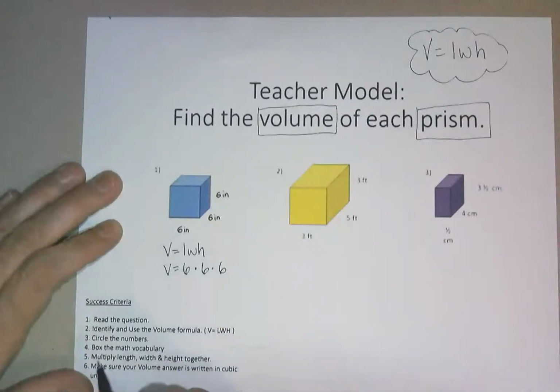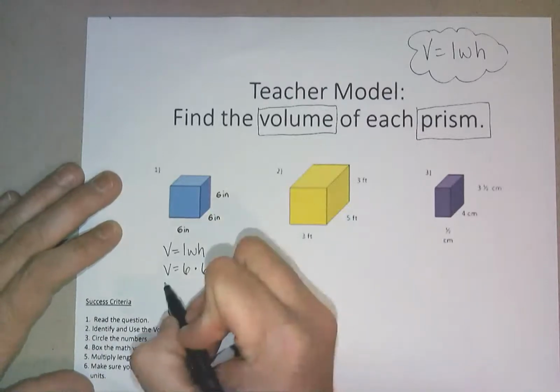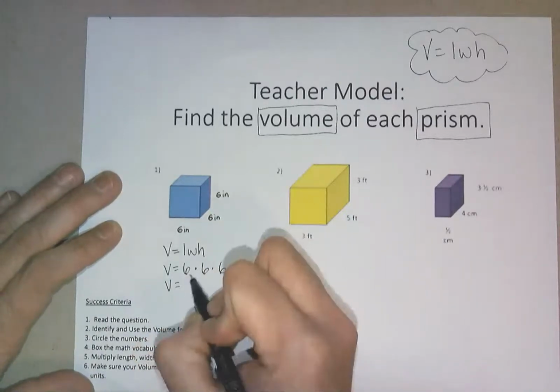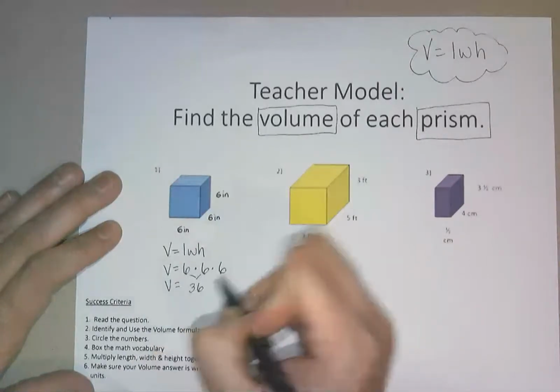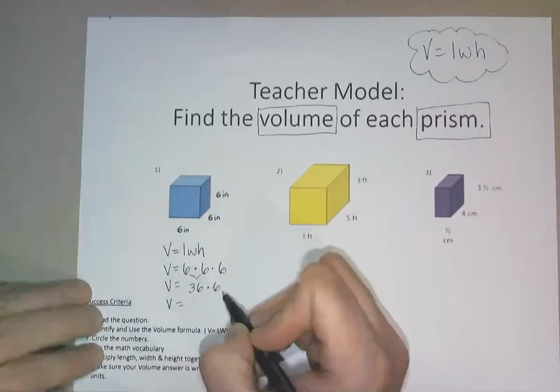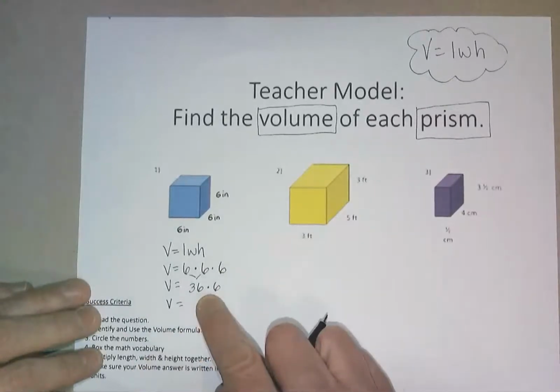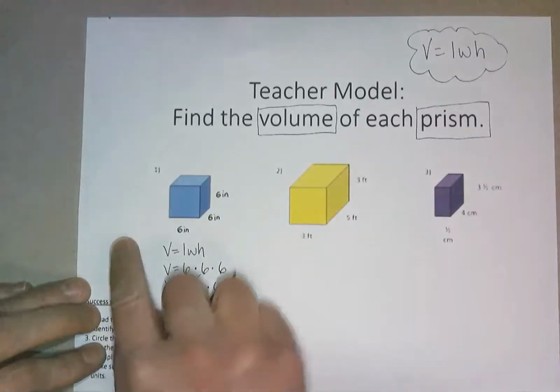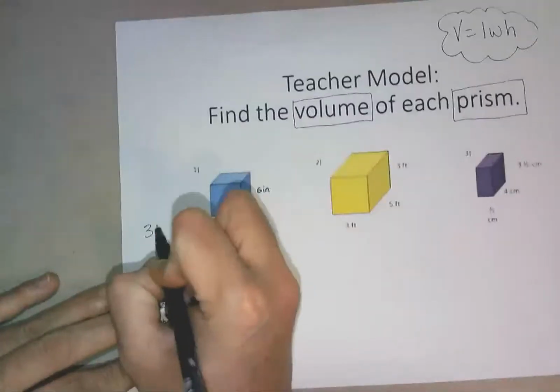So I'm right here now. Multiply length, width, and height together. All right, so what do I know? I know that 6 times 6 is 36. And I'm going to bring down this part that I haven't used. And if I don't know what 36 times 6 is, well, I've got room over here to show my multiplication skills.